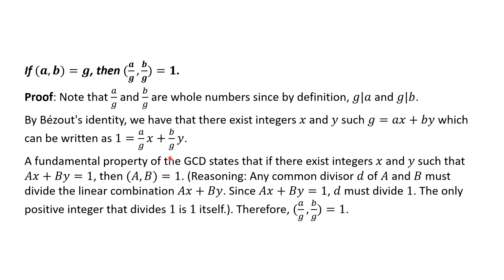A fundamental property of the GCD states that if there exist integers x and y such that ax plus by equals 1, then the GCD of a and b equals 1. So we can apply that here and get that the GCD of a divided by g with b divided by g is 1. Now the reasoning for this is as follows. Any common divisor d of a and b must divide the linear combination ax plus by for integers x and y. And since ax plus by equals 1, d must divide 1, and of course if d divides 1 and it's an integer, it must be 1 itself.